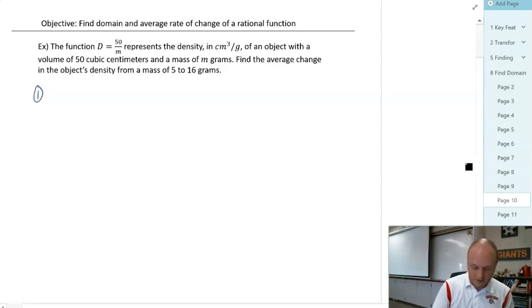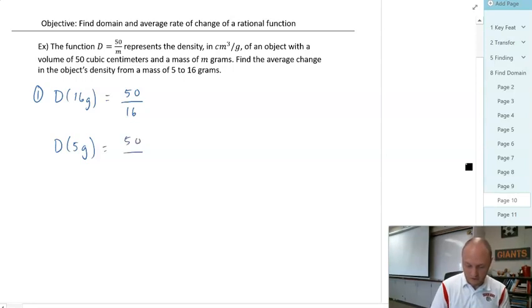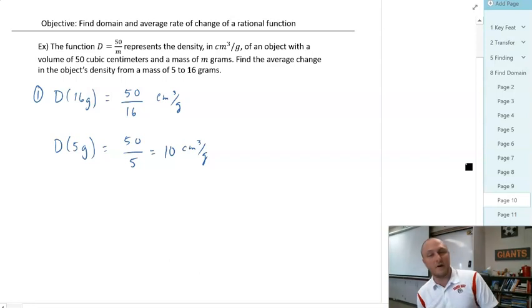I want d of 16 grams, and then I'll also need d of 5 grams. So I just plug these into the function. So 50 over 16, and when I plug in 5, we get 50 over 5, which happens to be 10. And again, these are the densities in terms of cubic centimeters per gram. So there are my function values.